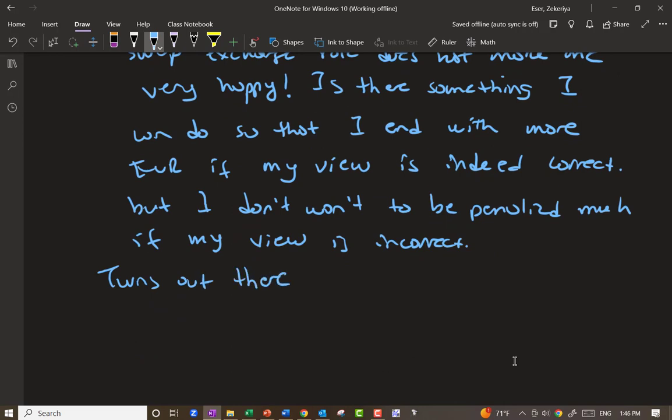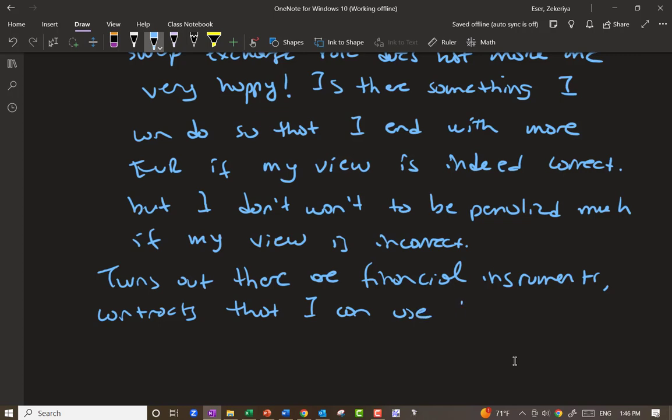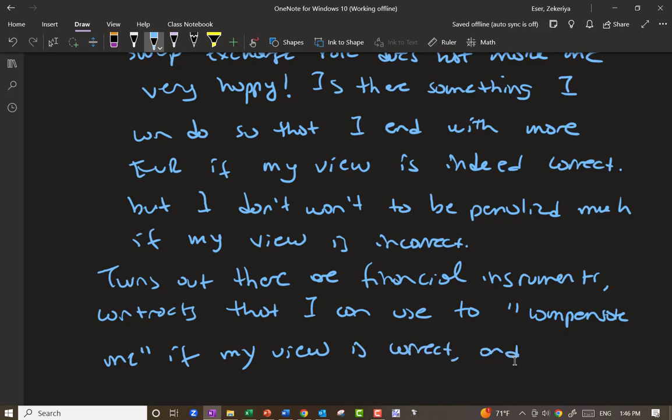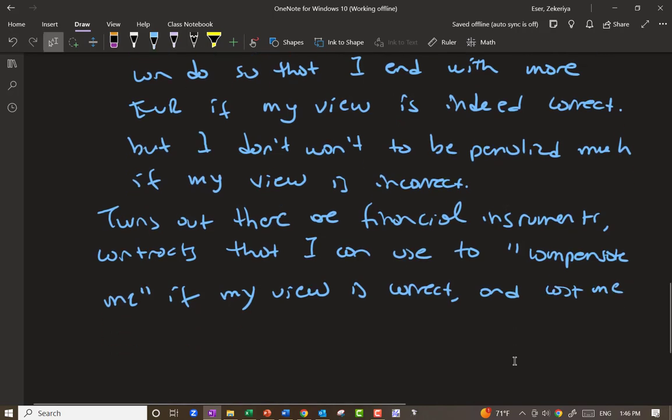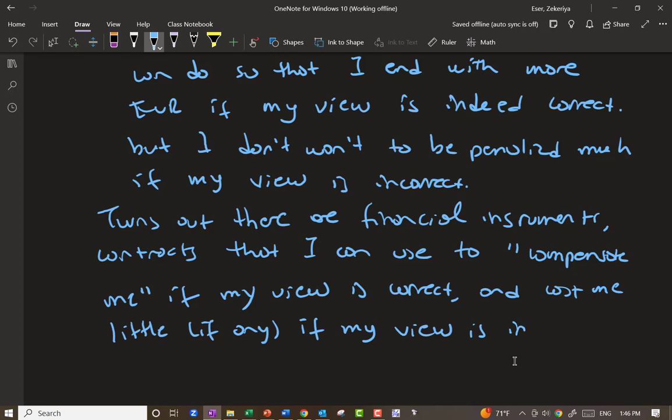Turns out there are financial instruments or contracts that I can use to compensate me if my view is correct and cost me little, if any, if my view is incorrect.